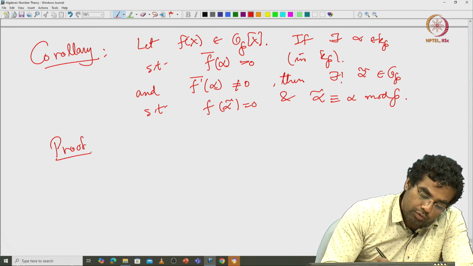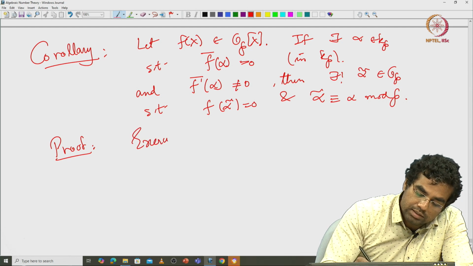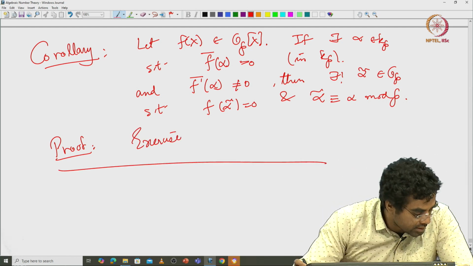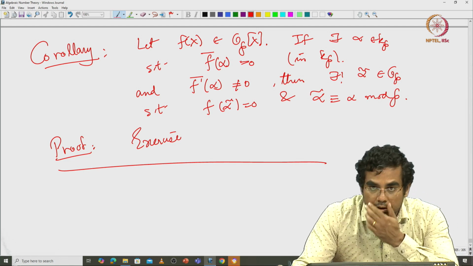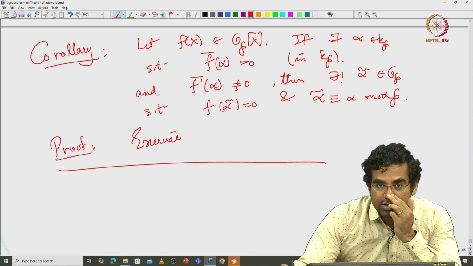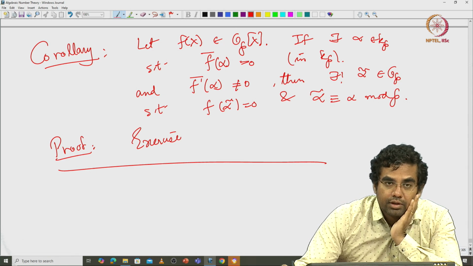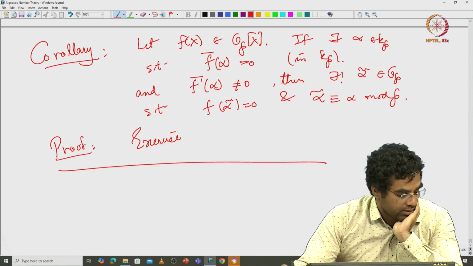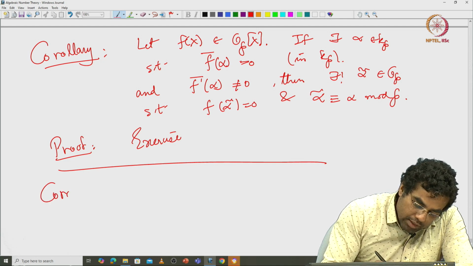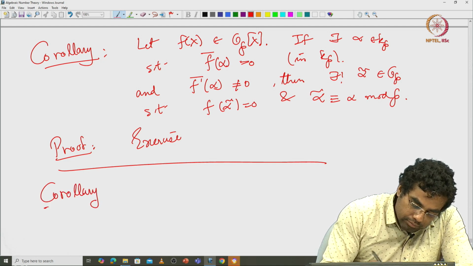You should take the proof of this as an exercise. This is a simple application of the lemma that we just proved, Hensel's lemma. This is exactly what we proved last time in the special case when p was 7 and f of x was x squared minus 2.